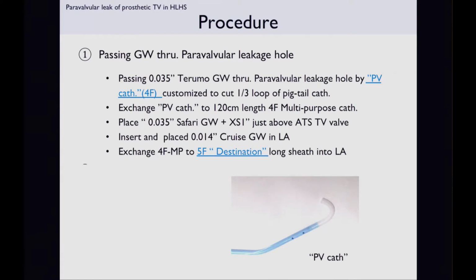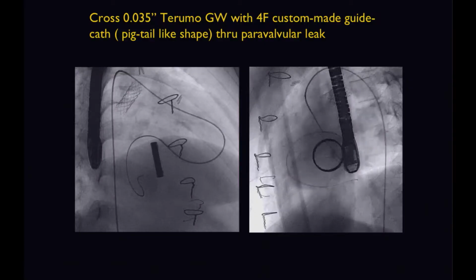So I think we pass a 0.35 thermal guide wire and also probably leak hole by the PV catheter, customized to cut a 1/3 loop of the pigtail catheter and extend the PV catheter to 120 centimeters length in a 4 French multipurpose catheter, and place a 0.35 Safari guide wire to XL1 just above the ATS and TV valves. Inside, place the 0.014 Cruise guide wire in the LA for security, and exchange the 4 French multipurpose for the 5 French destination long sheath into the LA. So like this way.